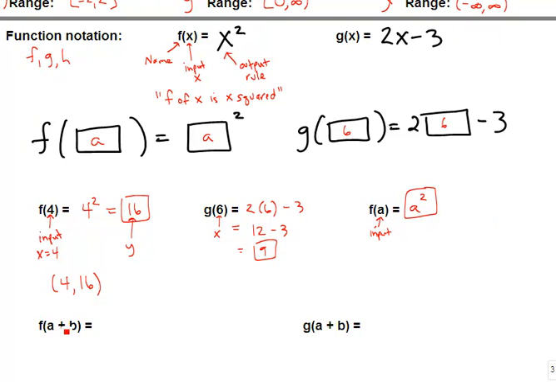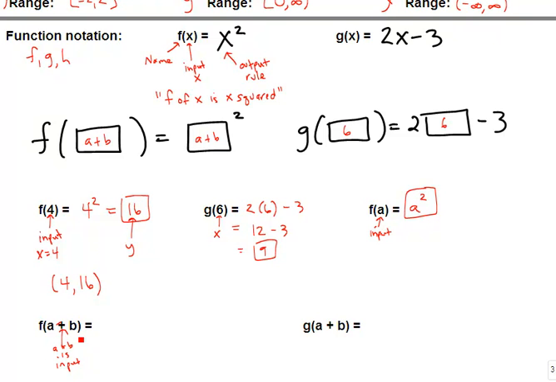Okay, if we go to the next one down here, f of a plus b, this time we want to substitute in a whole expression for our stuff. So when I go to my boxes over here, we're going to substitute in not just a, we're going to substitute in a plus b. This whole expression becomes my input. So a plus b is going to be the new input. So we're going to put a plus b inside of our box.